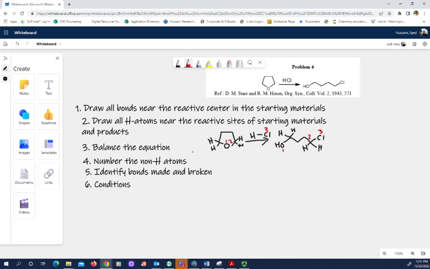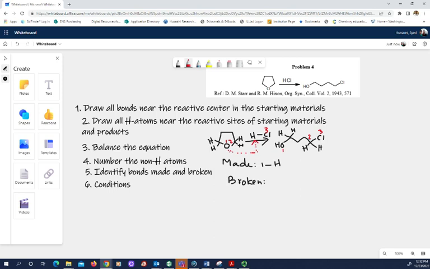After balancing the equation and numbering the atoms, I identify bonds made and broken. So bonds made is 1 and hydrogen atom. So in this case I should draw this line from here all the way to the H atom.